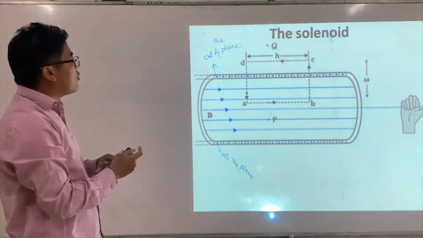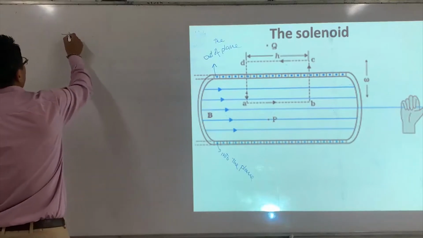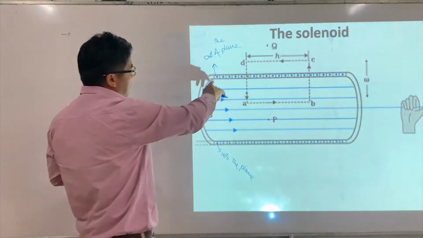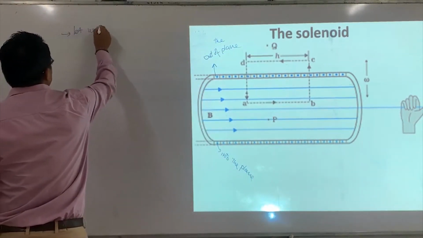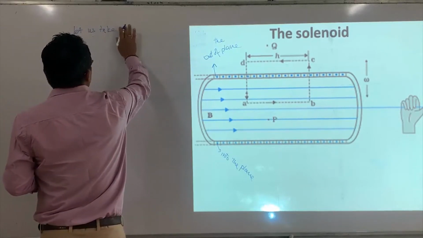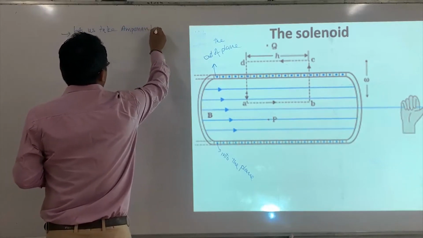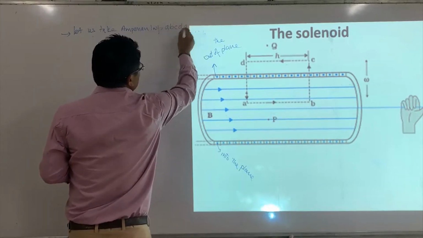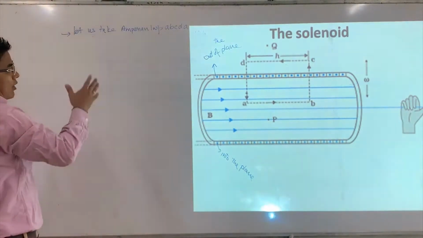So now what I'm going to do is find the magnetic field inside the solenoid. I'm going to take an Ampere circular loop, this loop here, the Ampere loop ABCDA. This is the Ampere loop, and this loop is divided into 4 parts.